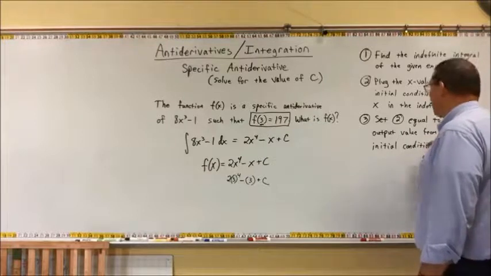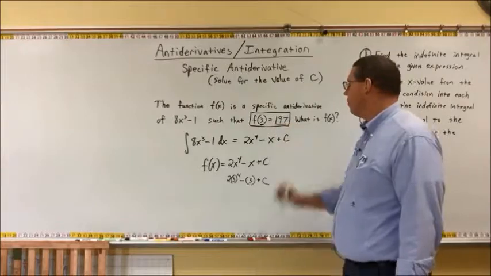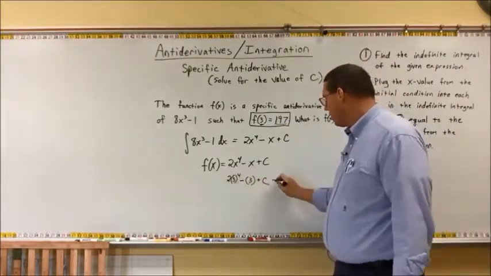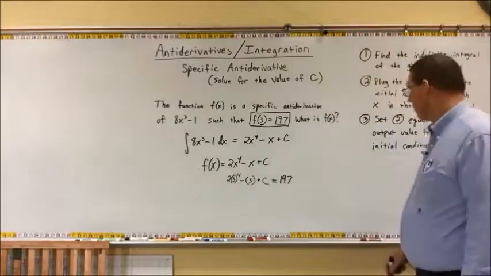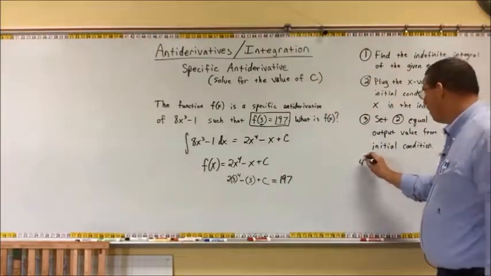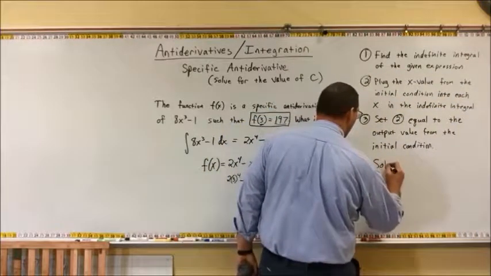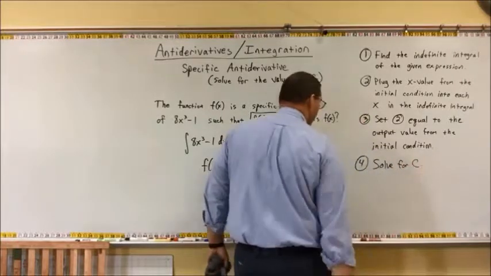All right, what is the output value from the initial condition? Well, this is the input, the x. The output is 197. So we're going to take this expression we just did and say it equals 197. Step 4: solve for c. That's all you're going to do in step 4.